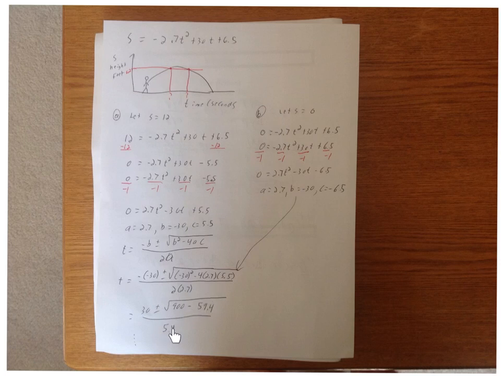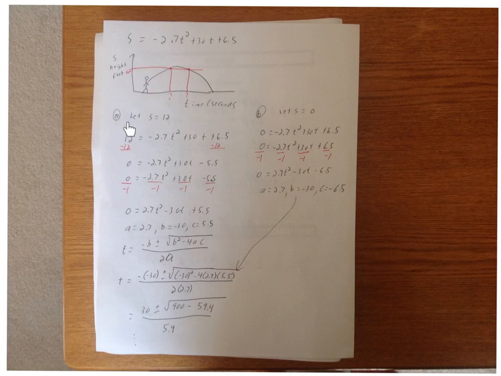The denominator is 5.4. So you need to subtract, and take the square root of it. Then it'll be 30 plus and minus that, divided by 5.4. So it looks like it'll give you two answers here.